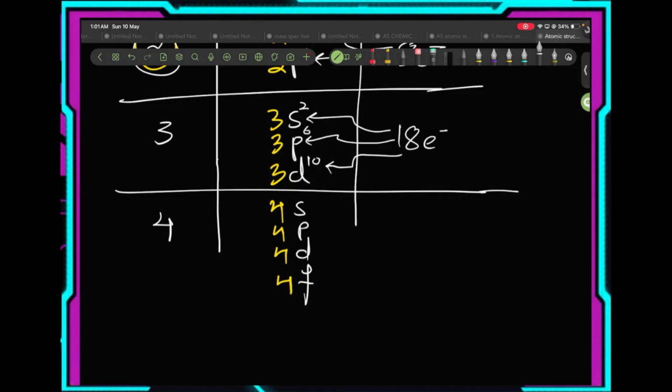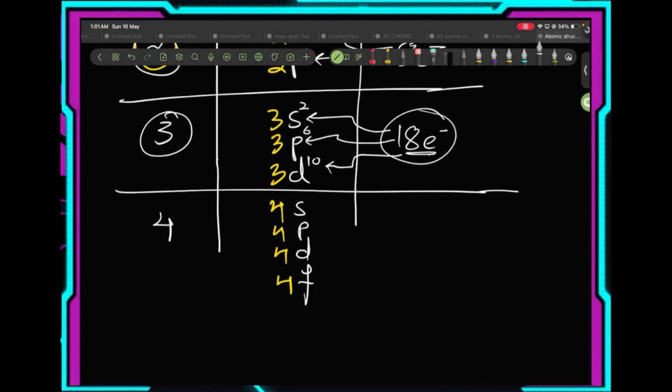18 now. So easily accommodate, right? And what about the fourth shell? 18 for the third one. Yep, 18 electrons for the third one. And why does it have 3 subshells? Because it needs 3 subshells to accommodate a total of 18 electrons.